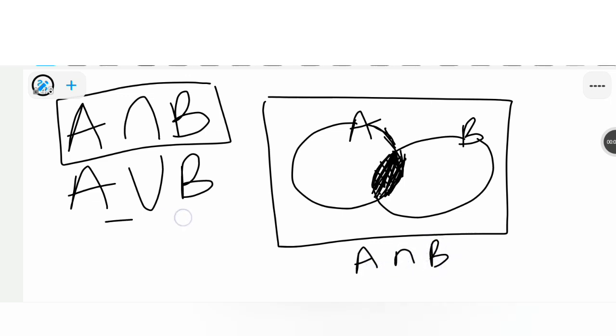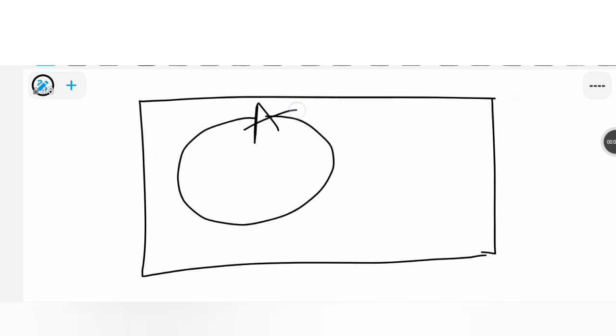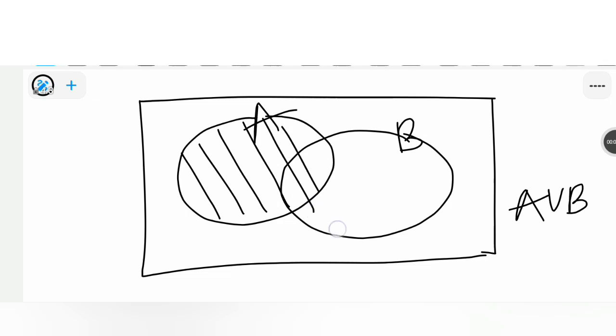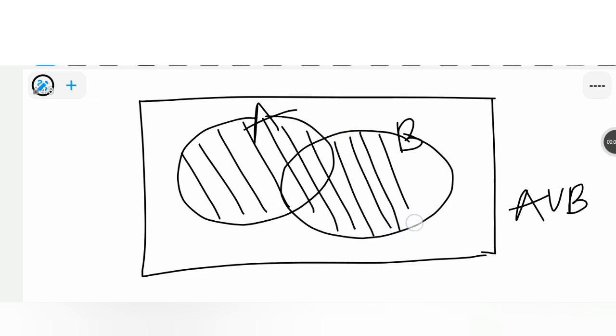Okay, then for A union B, it means all the elements in set A and set B all together. So that one will look like this. Very simple. So you have your set A, you have your set B. A union B means everything in A and everything in B. You have to shade everything like this. Your shading must not go out of A and B. So you are considering everything inside A and B. This is A union B.